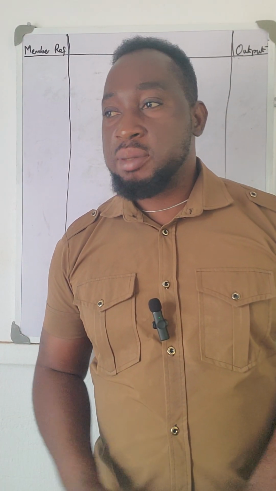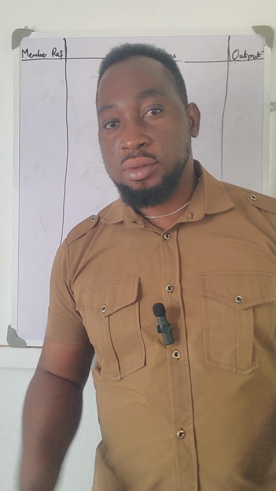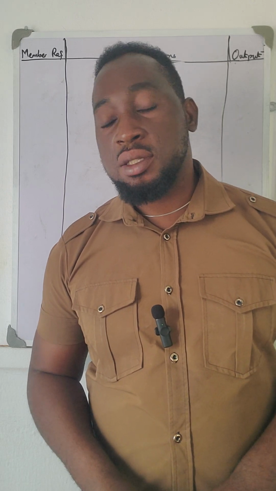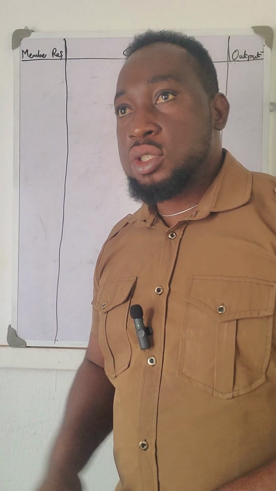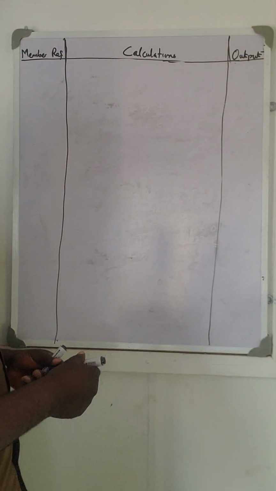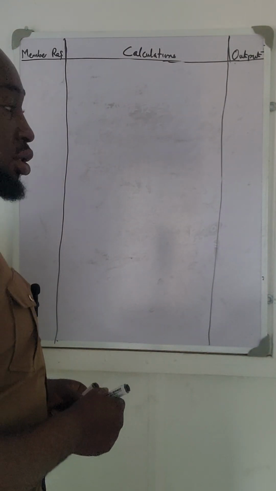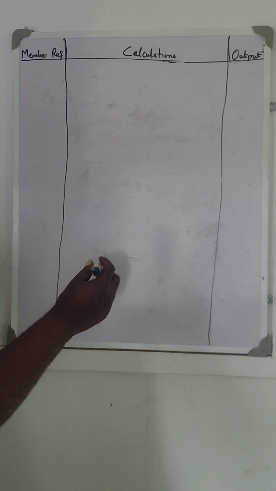Today we are going to be talking about the long span of panel 2. So we are done with the short span. We're going to continue from where we stopped, with the long span. For panel 2, recall that the edge condition is one short edge discontinuous, and then we're going to obtain the moment coefficient for that particular panel.